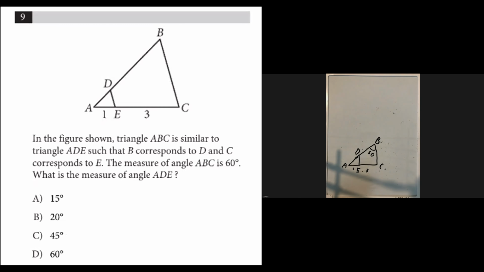And so it's asking us what is the measure of angle ADE, which would be here, which would also be 60. That's about it. So the answer choice here would be D, or 60 degrees.